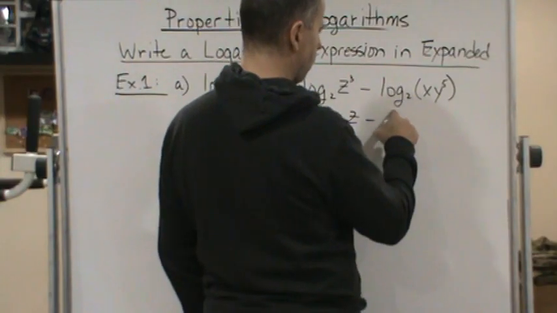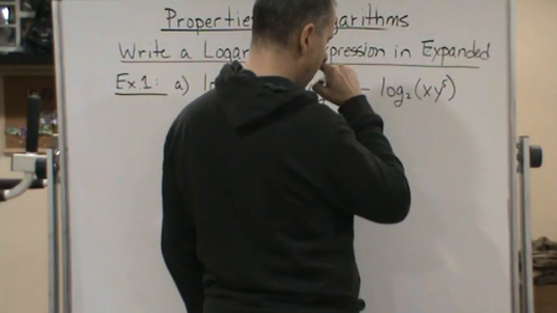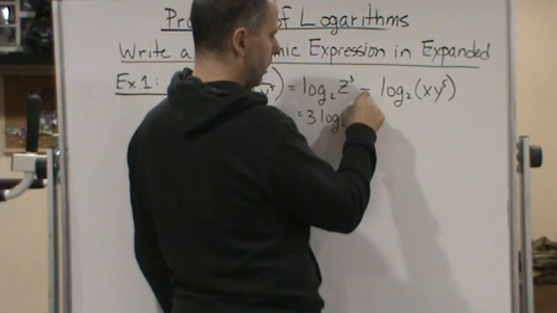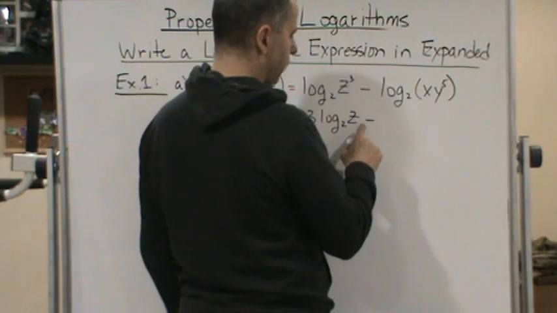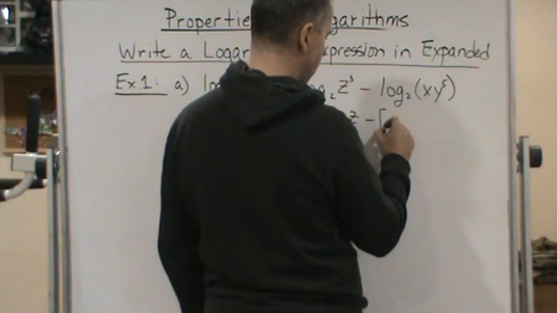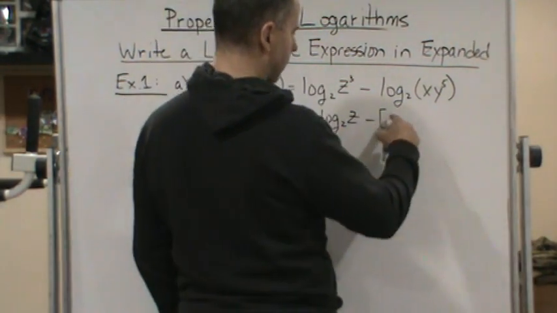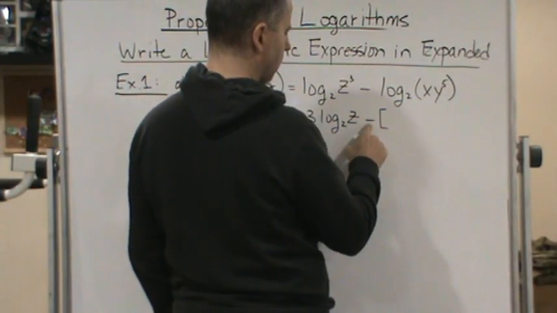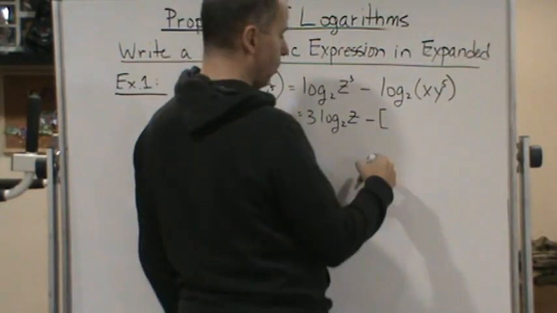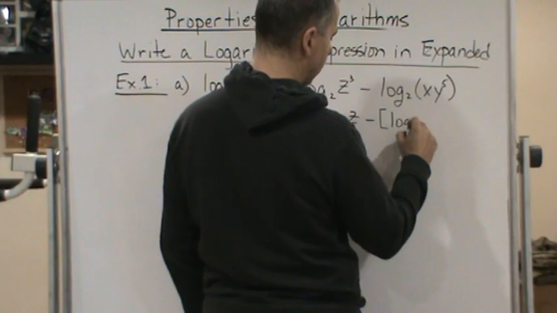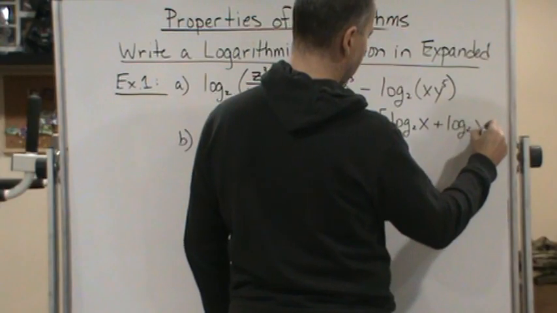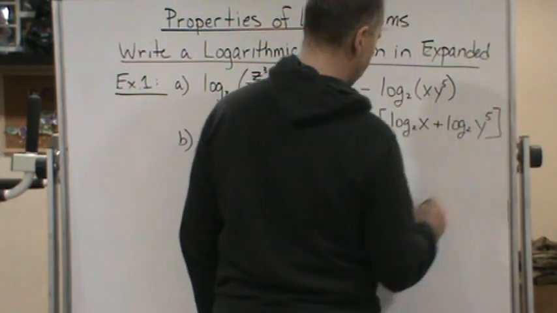So I'm done with this one. And now I'm going to use the product principle here. Now here's where you have to be careful of the subtraction, because I'm subtracting this entire thing. So I'm going to have to use brackets or parentheses to make sure I don't forget that. So since I'm splitting this up into a sum, I want to make sure that I encompass the whole thing so that I don't lose the fact that I'm subtracting the whole thing. So this is going to be log base 2 of x plus log base 2 of y to the fifth.